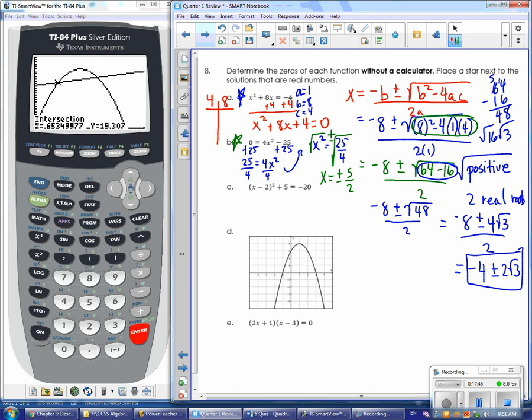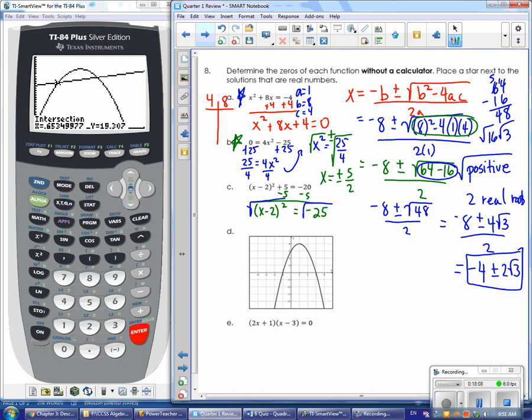In letter C, I have a similar situation where I have one expression involving x. It's the x minus 2, the quantity squared, which means that I can get that by itself by subtracting 5. And so if I do that, I'm going to have x minus 2, the quantity squared, is equal to -25. And if I want to undo that power of 2, I'm going to take the square root of both sides, just like I did in the previous problem.